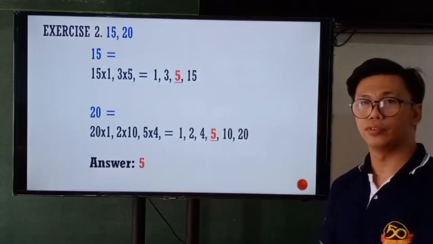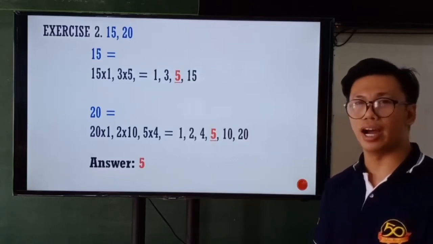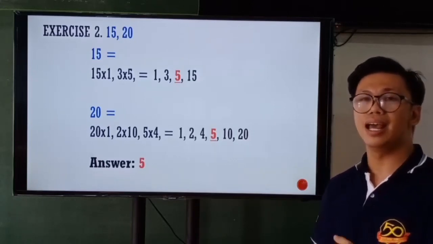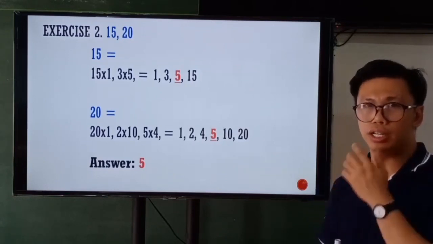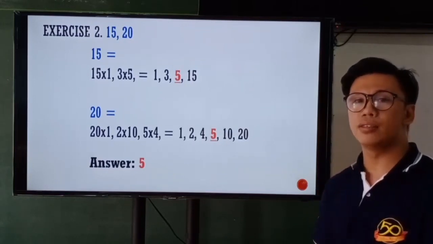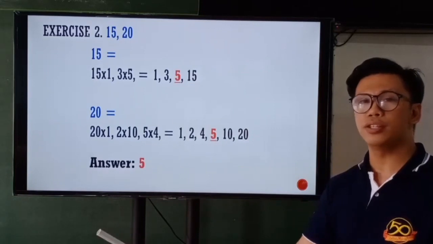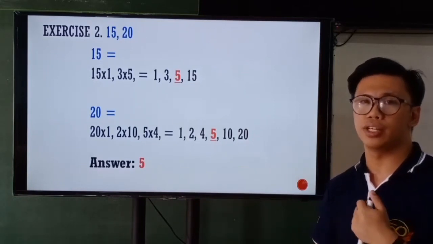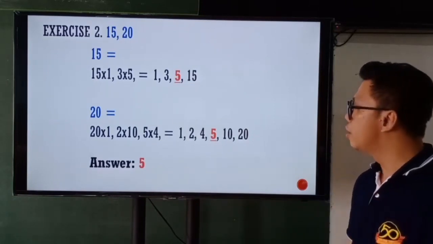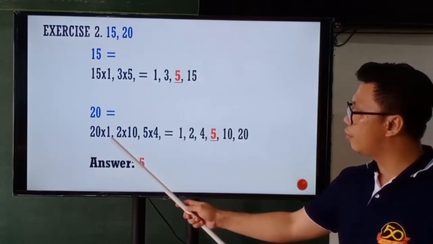What's next? Very good. We will write the numbers in ascending. What we call it ascending? It is writing a smallest number going to the largest number. So let's start. So what is the smallest number? Very good. 1.